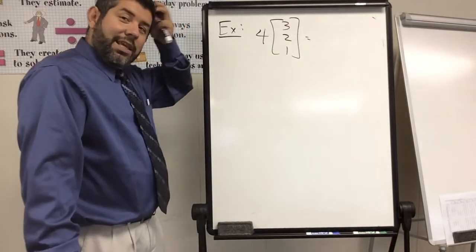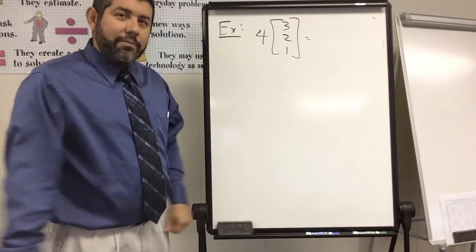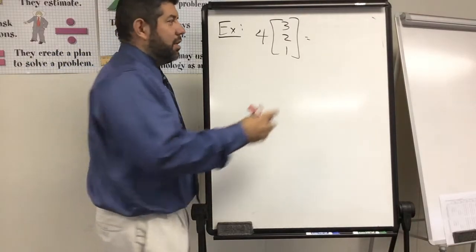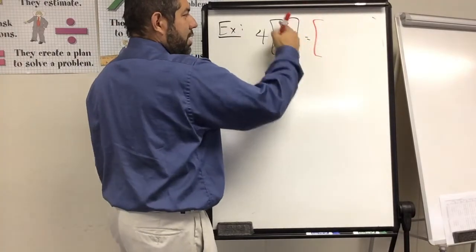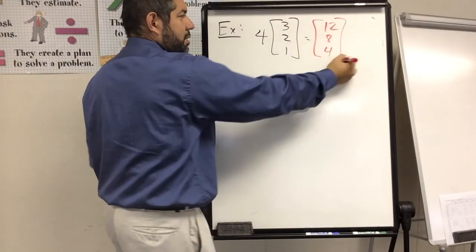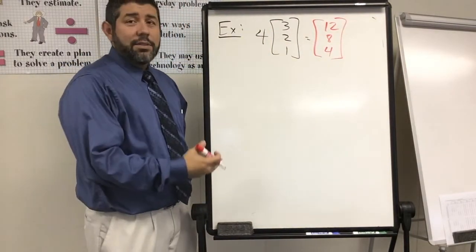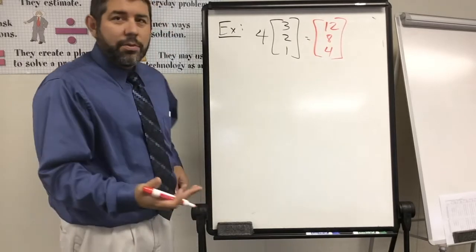Now take a second to think about what you think you would do. Yeah, I think you figured out it's that easy. We're just going to multiply that 4 times each of those spots in that matrix. And that's our answer. Yeah, that's simple, guys. It's that simple. Just multiply it by each of them. It's like the distributive property.